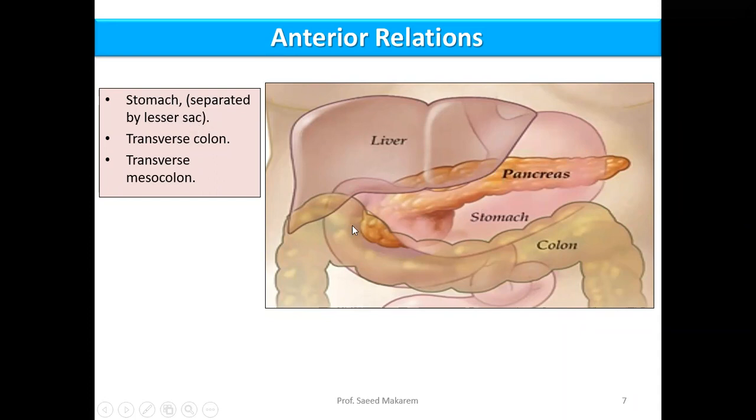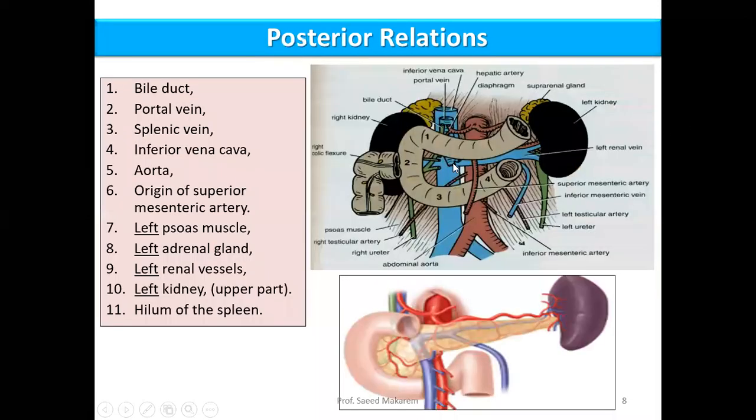Then we also have the transverse colon, which is in front of the pancreas, as well as the mesocolon, that is the peritoneal fold covering the transverse colon. As you know, the transverse colon is intraperitoneal because it is covered by peritoneum, but not the ascending and descending. Ascending and descending are retroperitoneal, but the transverse colon has a mesentery called the mesocolon. So that mesocolon will also be in front of the pancreas. So the stomach, the transverse colon, mesocolon, even the liver.